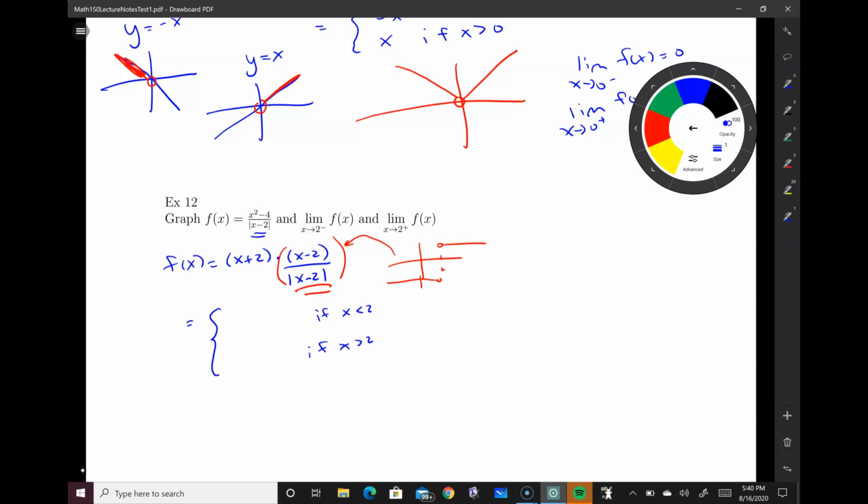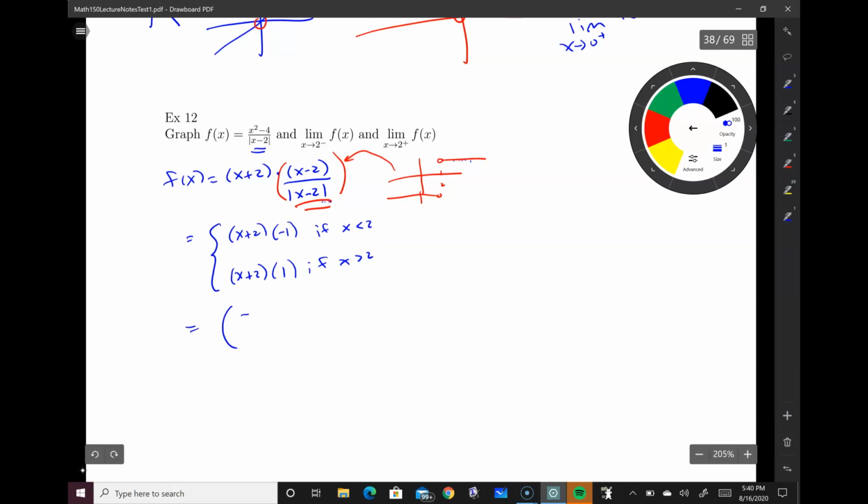All right. So x's are less than 2. If x's are less than 2, this graph here is giving me a negative 1. So I'm going to carry along this x plus 2. If x's are bigger than 2, I'm up here. So that graph there is giving me a positive 1. And that's going to be multiplied times x plus 2. So let me fix that. So I have that over here. Okay. There we go. Negative x minus 2 if x's are smaller than 2, and x plus 2 if x's are bigger than 2. So be really careful.